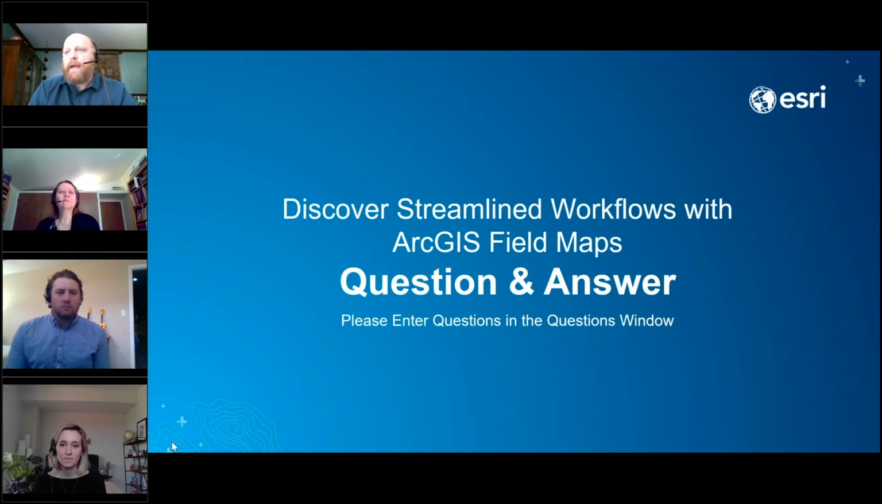Another question, is there a path for migrating existing Collector and Survey 123 forms? Kate? Yeah, so I think I just addressed that. There's not a process for transitioning from Survey 123 to Field Maps, but if you're transitioning from Collector to Field Maps, you'll be able to connect to the same underlying feature services that you're collecting into using Collector, and easily just switch to collecting information into those feature services and maps in Field Maps.